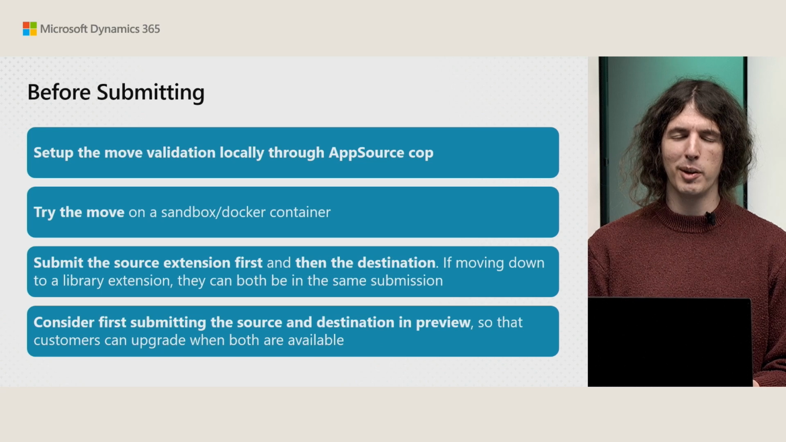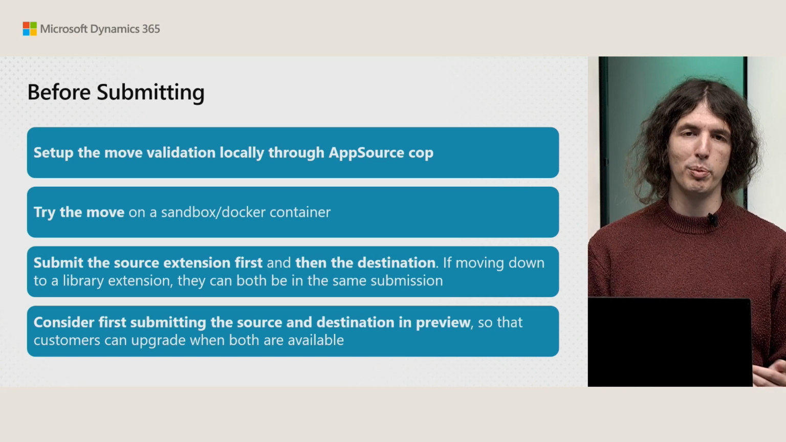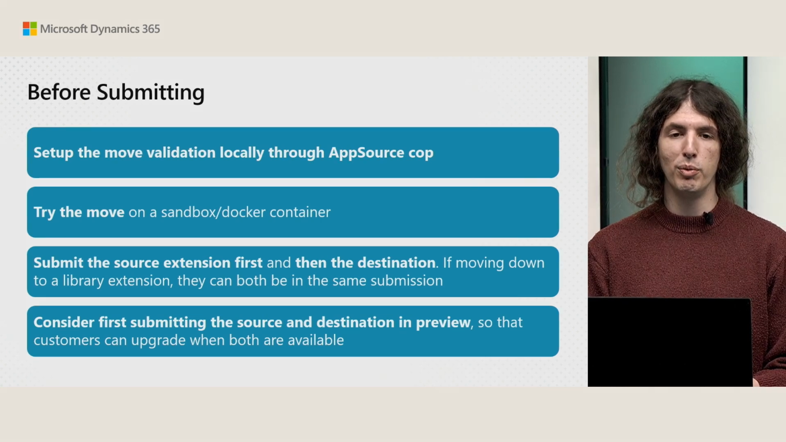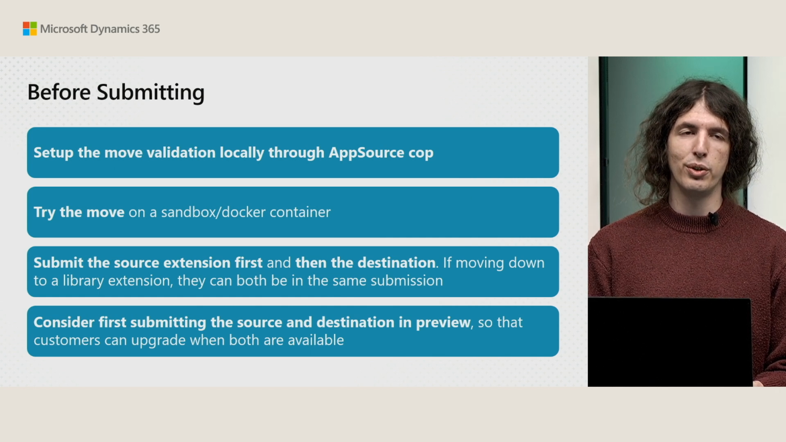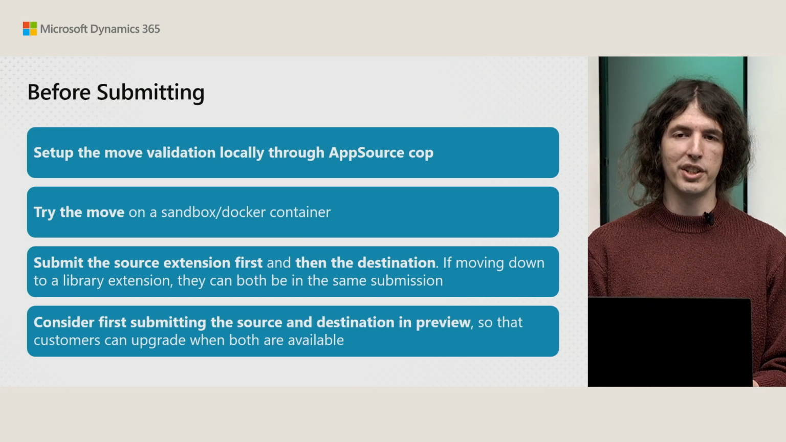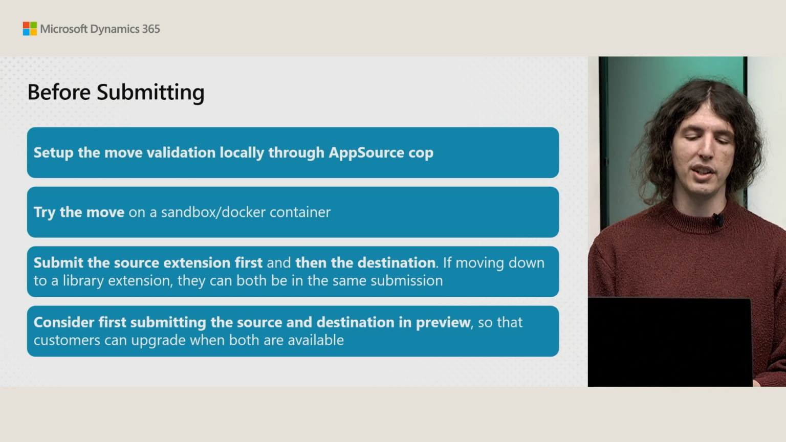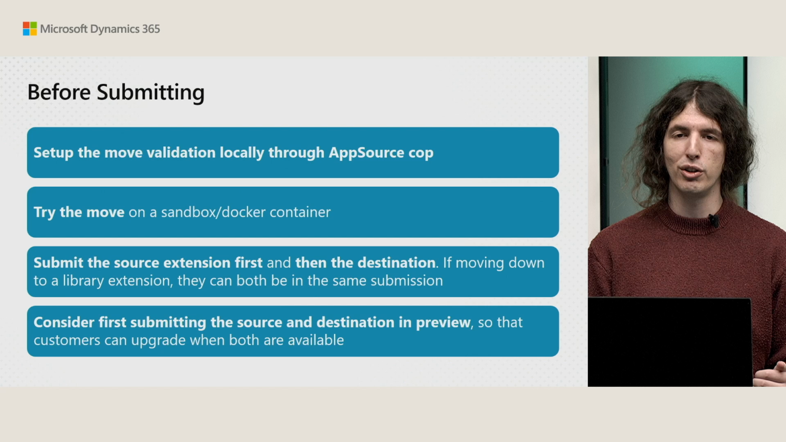This ensures that it is possible to sync the app when it is installed and the move can be done properly. Let's look at some things to think about and do before you submit your app to ensure the success of the move. First of all, you should set up the move validation locally through AppSource scope. This will ensure that the rules run locally and you can catch any failures early without needing to wait for the submission. You should also try the move on a sandbox or a Docker container to ensure that the data has the correct structure and that it fits with the rest of your applications which depend on it.